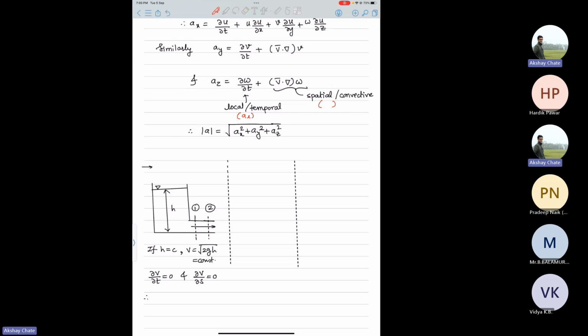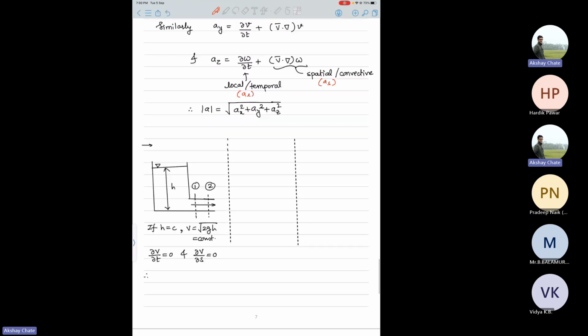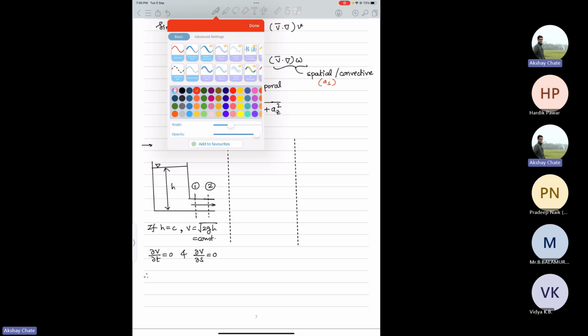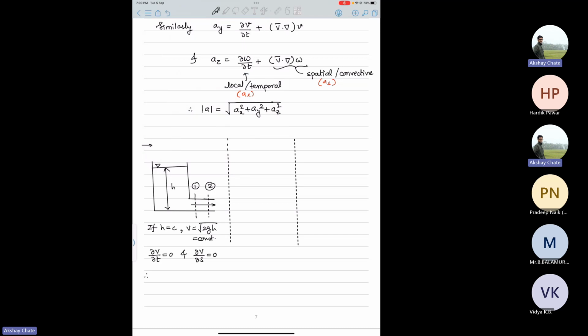So this is the terminology that I'm using. Local acceleration component I'm denoting by AL, and spatial by AS. So S is basically any coordinate. For the sake of ease, you can consider S along this direction. It will be easy if I consider it as X, but this is the general term. It can be X coordinate, Y coordinate, Z coordinate. It depends on your choice of the geometry.